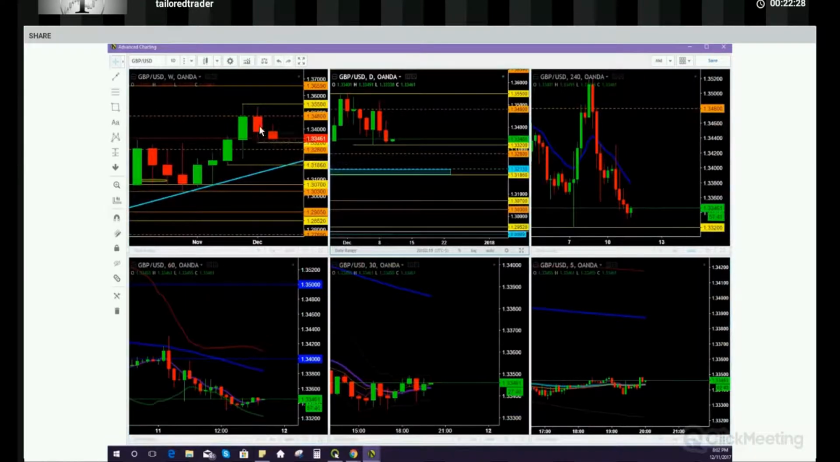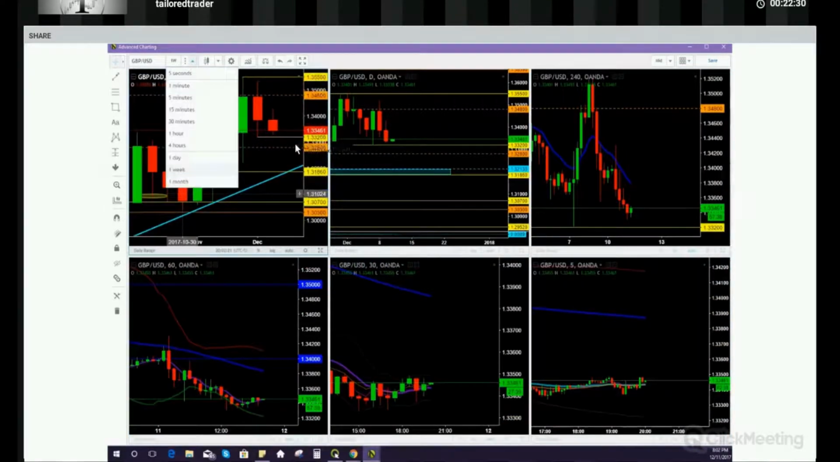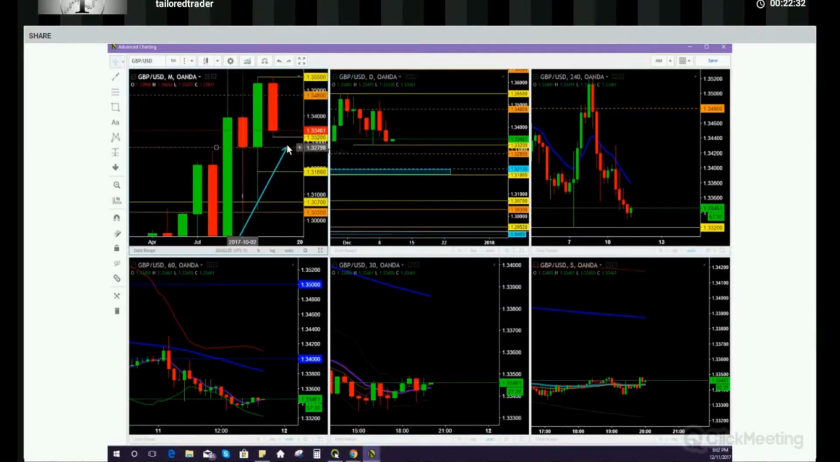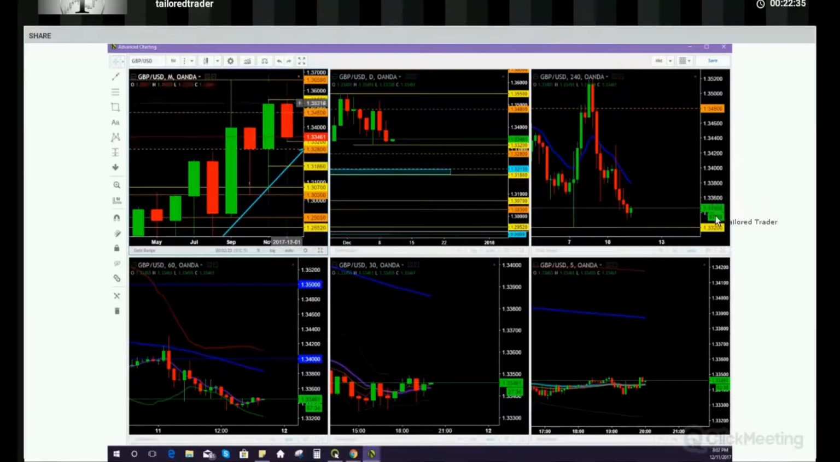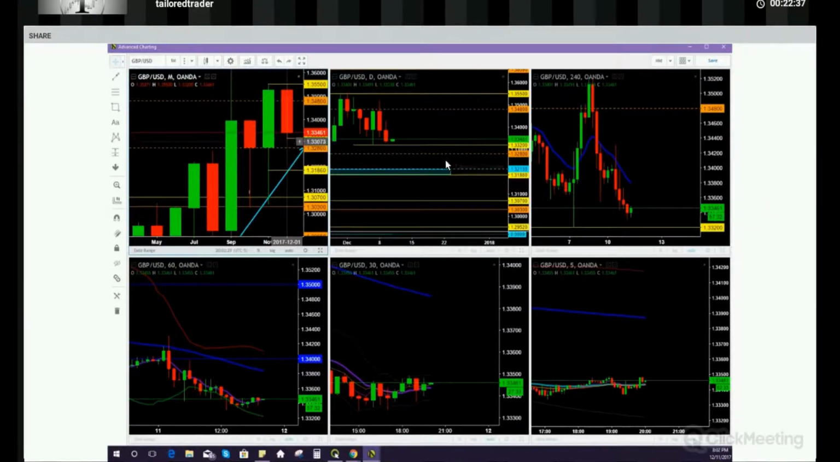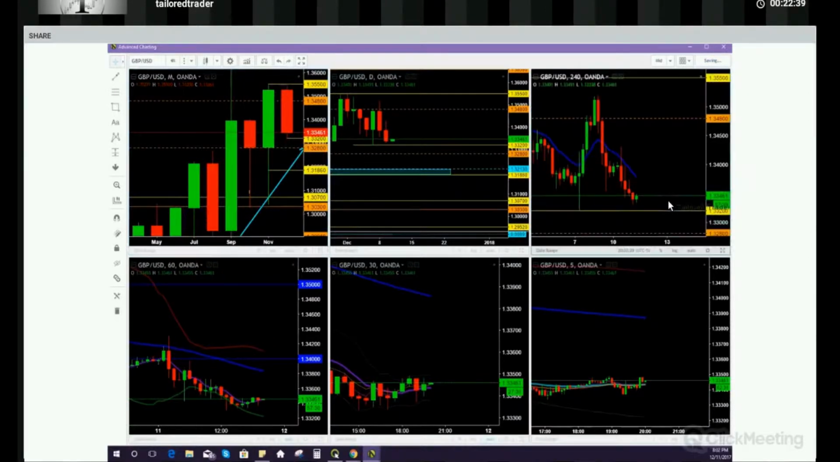But the monthly looks pretty great, breaking out to the upside. We're almost fading that whole monthly bar, at least the body of that bar. So take a peek at the daily and the 4-hour bars around these lower levels on the monthly, weekly.